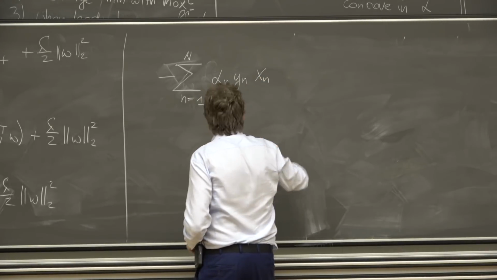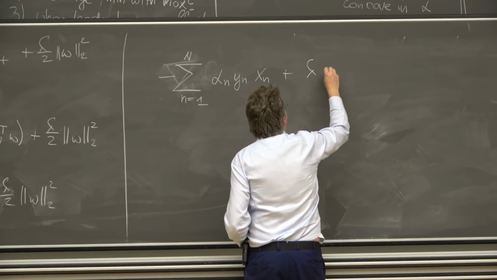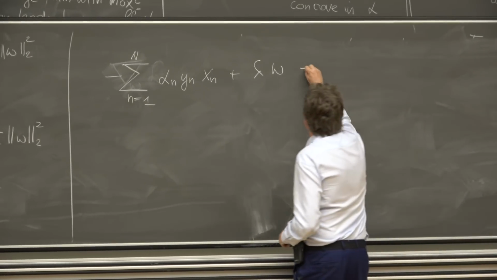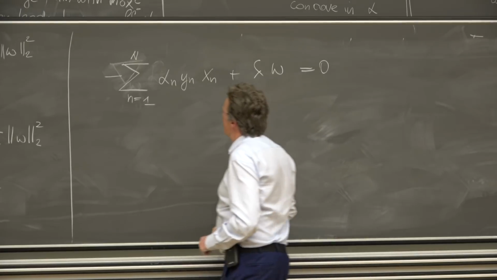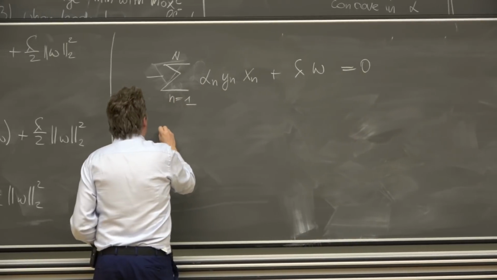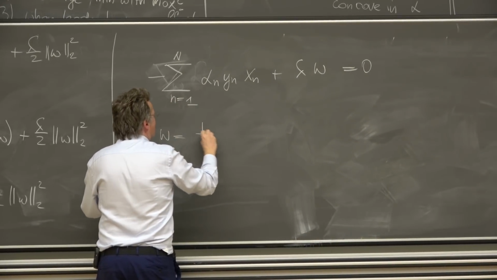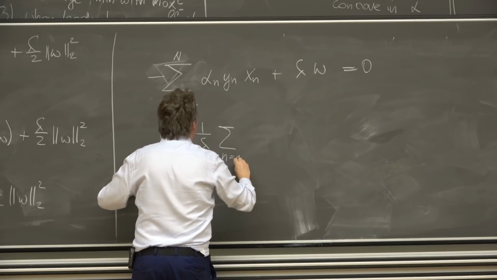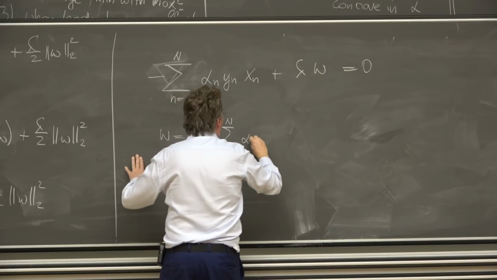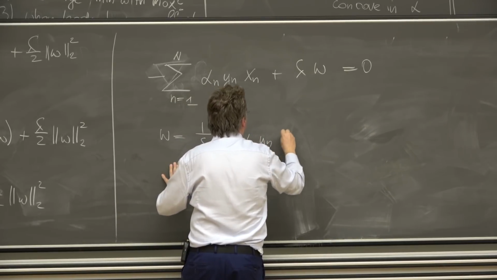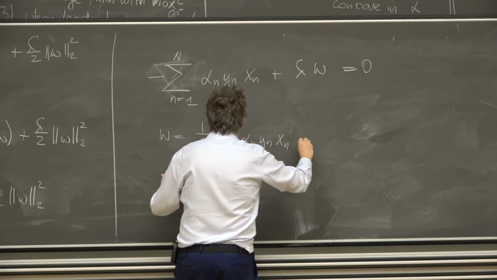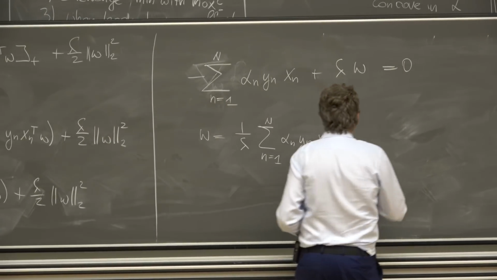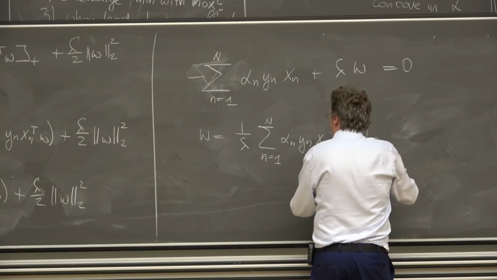And then what is the gradient of the last part? We still have the w. And this thing we need to set to 0. This means we can do this explicitly. W is 1 over lambda times the sum n equals 1 to n of alpha n, yn, xn. And so that later on we don't need to write that much, we can write it again in compact form. So it's 1 over lambda.